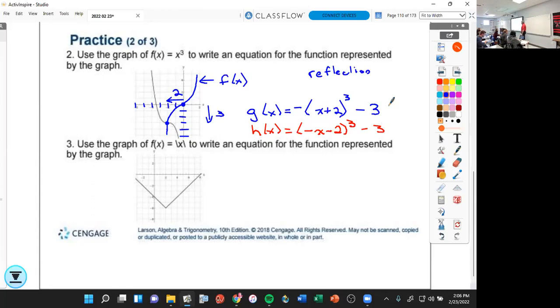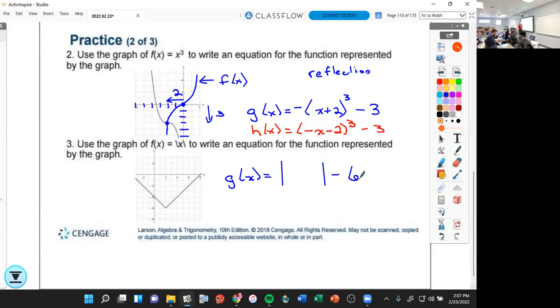What's going on with number 3? What's the equation of that graph? Absolute value. It's moved which way? Down and right. No reflections? Okay. So down 6, minus 6 on the outside. Right 2, minus 2 on the inside.